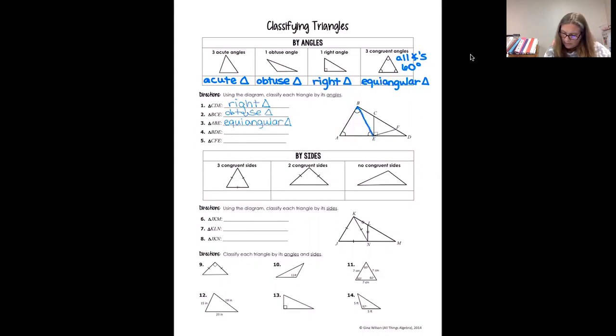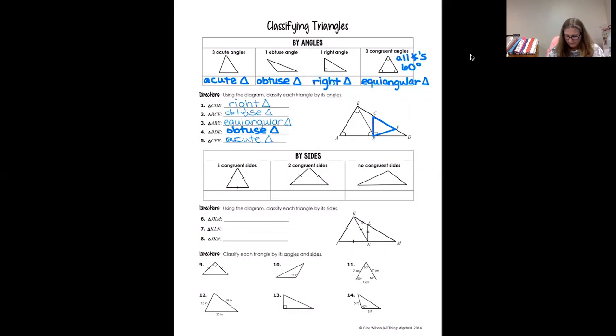BDE. BDE is very clearly an obtuse triangle. And the last one here is CFE. And CFE appears to be an acute triangle. All three angles are less than 90 degrees.